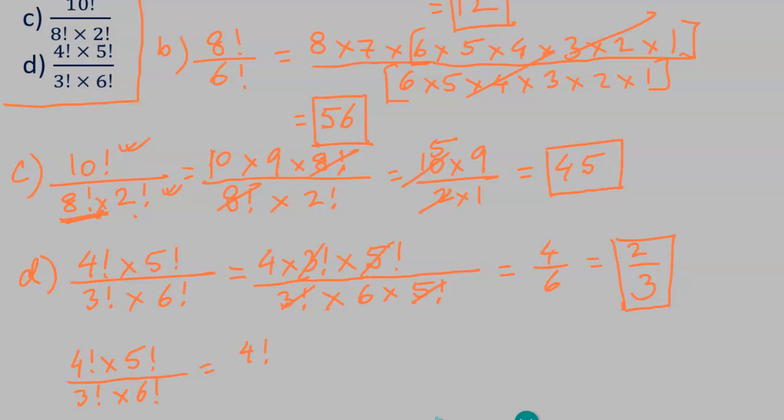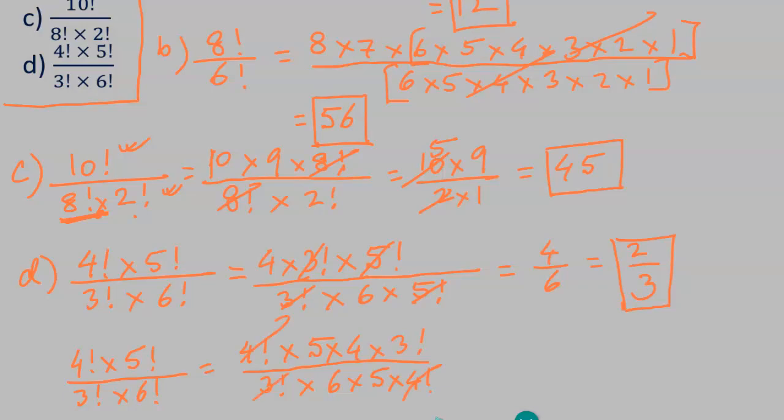Between 5 and 3, 5 is the bigger number, so I have to express 5 factorial in terms of 3 factorial. So it is 5 times 4 times 3 factorial over 3 factorial, and between 4 and 6, 6 is the larger number, so I have to express 6 factorial in terms of 4 factorial. So it is 6 times 5 times 4 factorial.